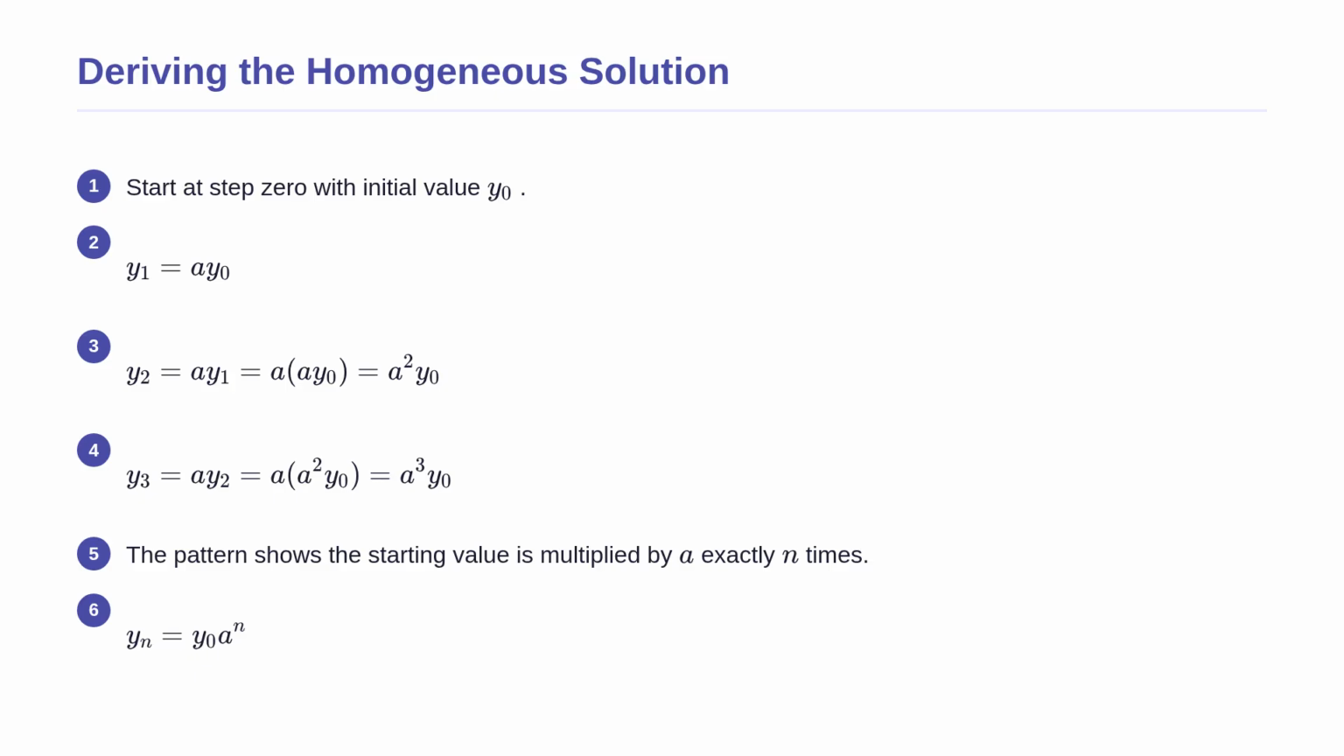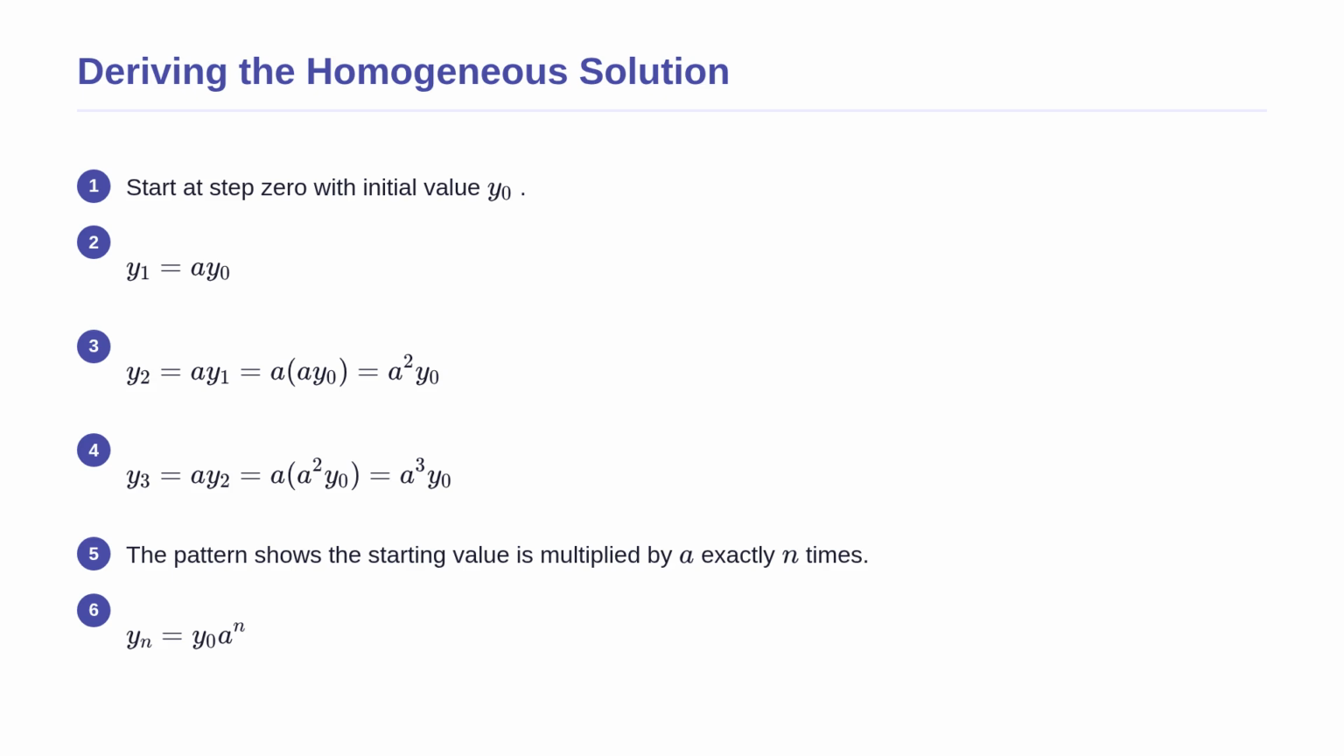Now that we have successfully used this formula, let us understand exactly where it comes from. We are setting out to prove how the step-by-step rule turns into a shortcut formula. We start at step 0 with our initial value y sub 0. To find step 1, we multiply by a. For step 2, we apply the rule again to step 1.